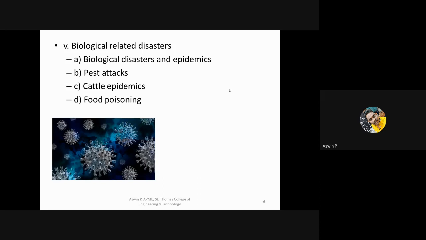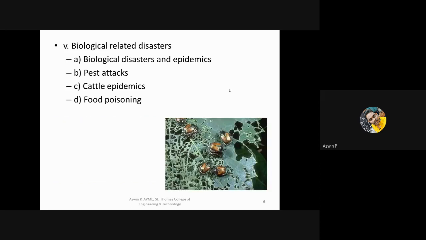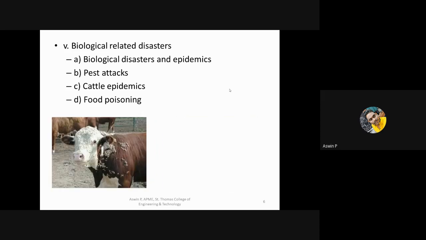If the first person affected by COVID-19 had been isolated properly, we could have reduced the impact. But now it has spread all over the world, and currently we are facing different variants of the same COVID-19 pandemic. And you can have pest attacks. Our agricultural lands may be damaged by pest attacks, and cattle epidemics are another issue. That is, cattle may be affected by different diseases or viral attacks.